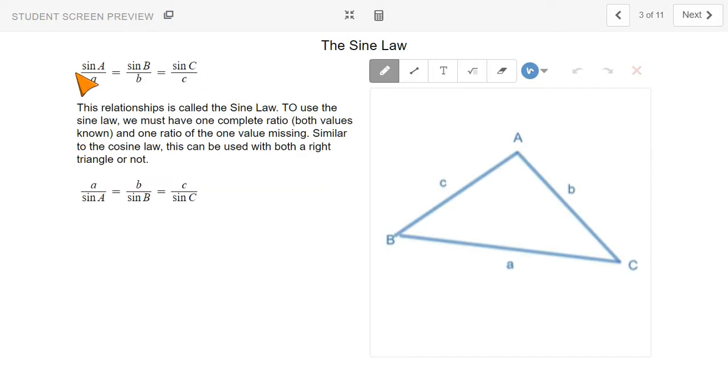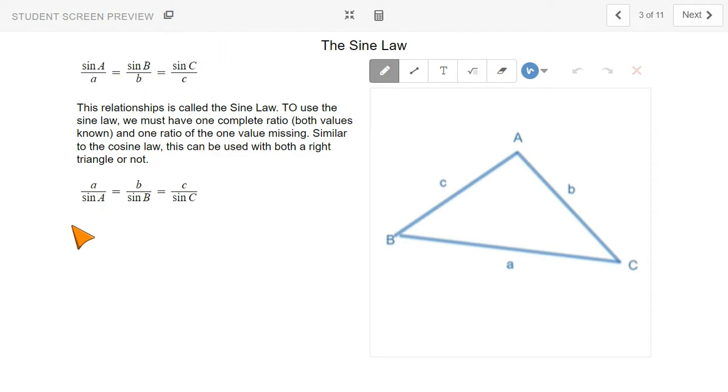Let's take a look at the sine law. The sine law says that if I have the ratio of the sine of an angle divided by the corresponding side, this will be equal to all of the other corresponding pairs. So the sine of the second angle divided by the corresponding side, and again is equal to the sine of the third angle divided by the corresponding side.